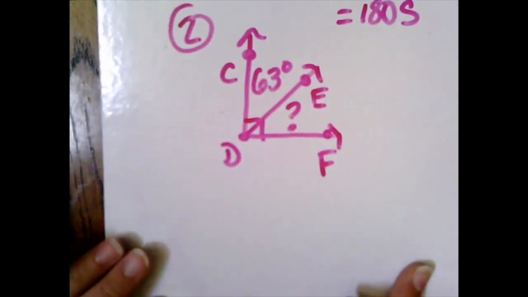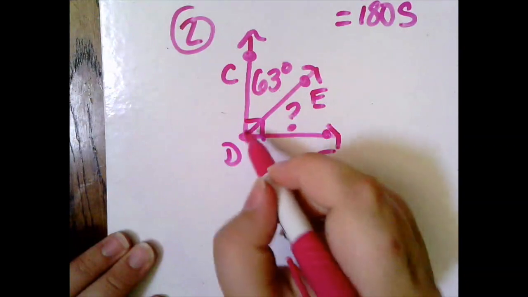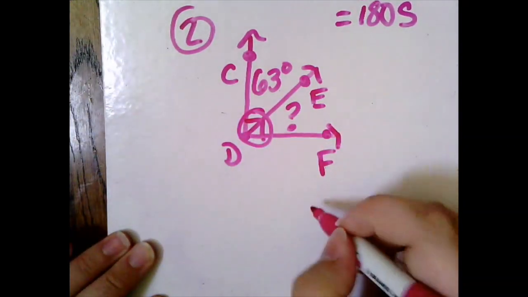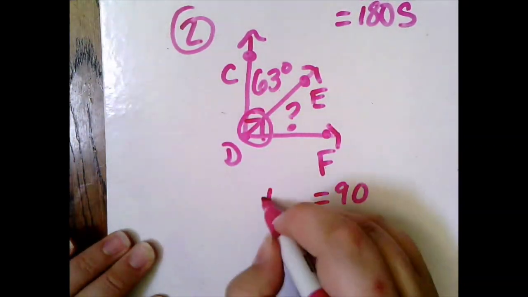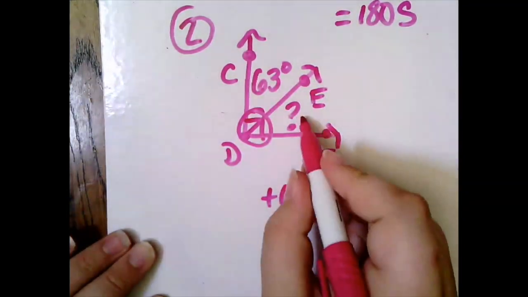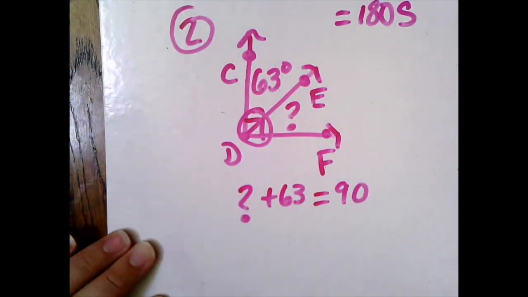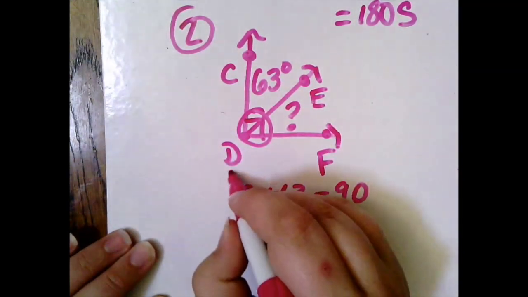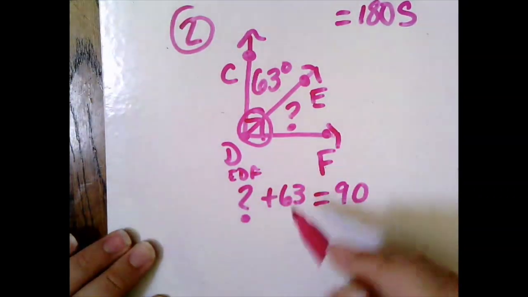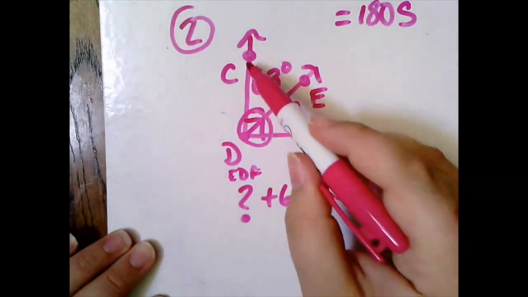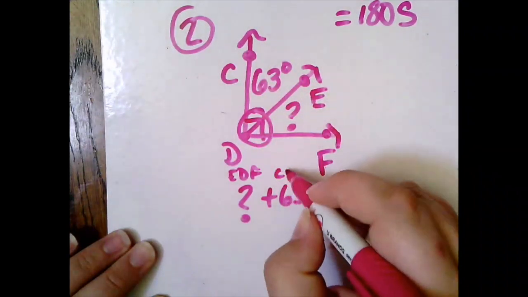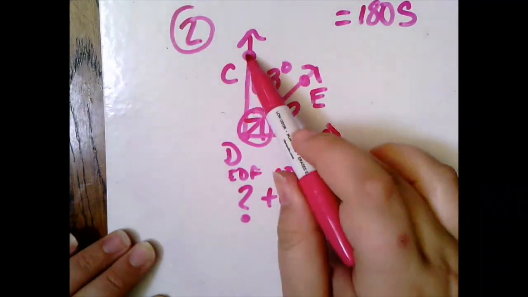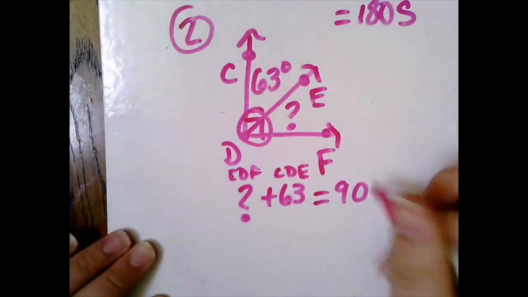So, if I were to write an equation for this, I would say, well, all of it together is equal to 90 degrees. And one of them is equal to 63 degrees. I don't know what this one is. I could go ahead and label these just so I have it all together, but you don't have to. So my unknown angle is EDF. My angle that measures 63 degrees is CDE. And my overall angle is CDF.